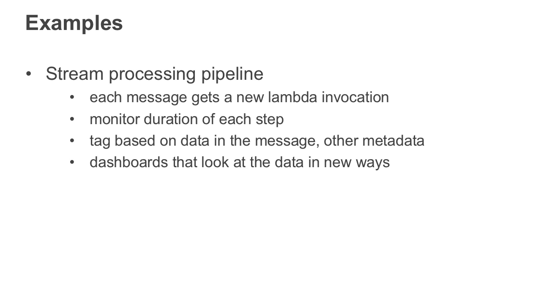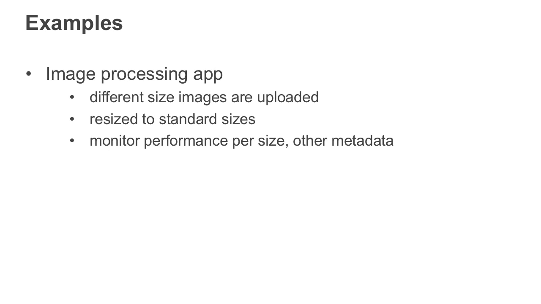As some examples, you might choose to do a stream processing pipeline, where each message that comes in gets a new Lambda invocation. You'll monitor the duration of each step, tag based on the data in each message and other types of metadata, and then eventually create some dashboards that look at that data in really interesting and new ways. You could also have an image processing app. That's exactly the demo I showed. You have different size images uploaded, and you resize those images to standard sizes, maybe add some watermarks, add some compression, whatever you need to do for your environment, and then monitor the performance per size.